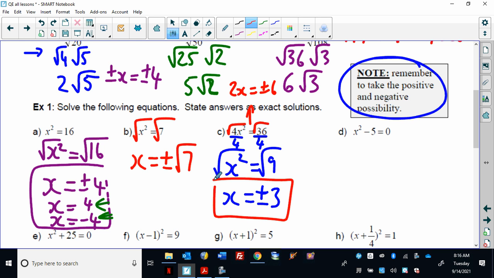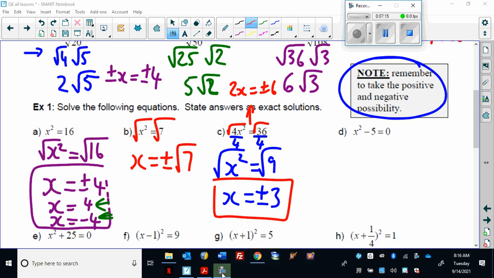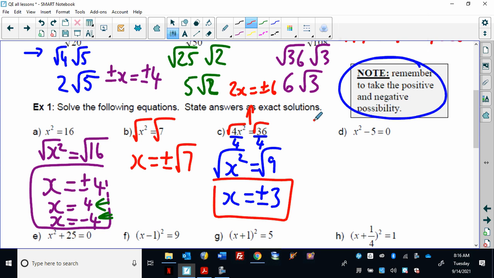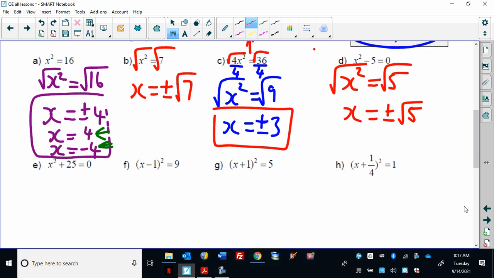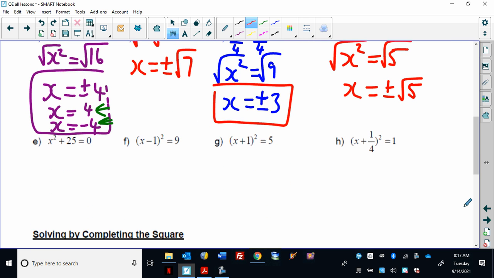And the last one here, x minus 5. Just going to check how much time. We're 7 minutes in. X minus 5. We're going to take the 5 over to the other side, apply the square root principle. X equals plus or minus the square root of 5. So those are your most basic ones. Now they get a little more involved for these ones.